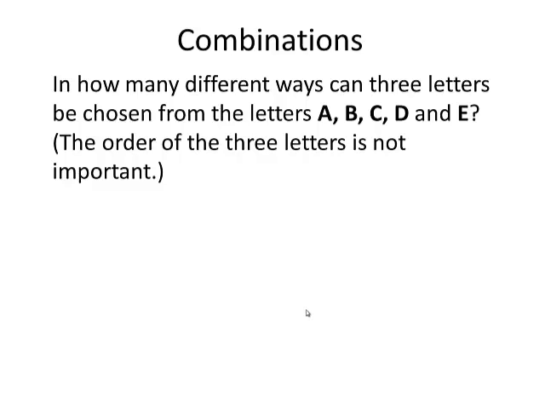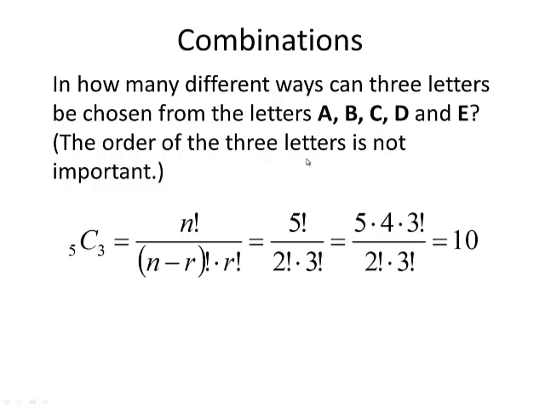In how many different ways can 3 letters be chosen from the letters A, B, C, D, and E? The order of the 3 letters is not important. So this is a combination one. So you're going to use the C formula. So 1, 2, 3, 4, 5 letters, and you're going to select 3 of them. So 5C3 is 10.